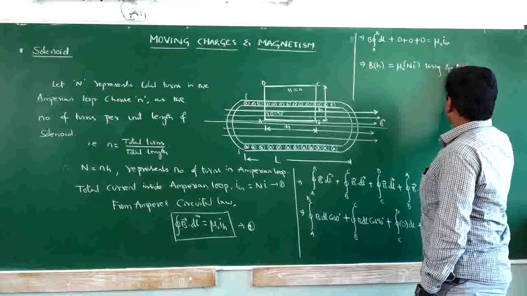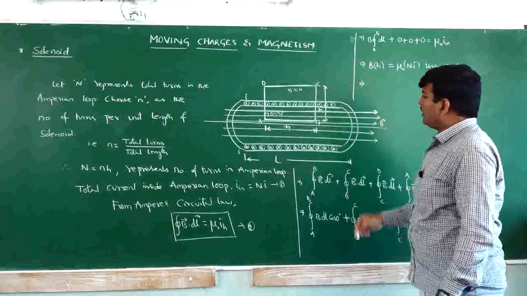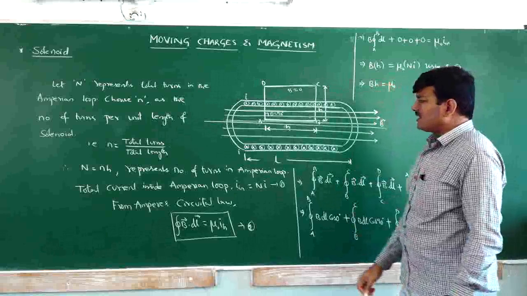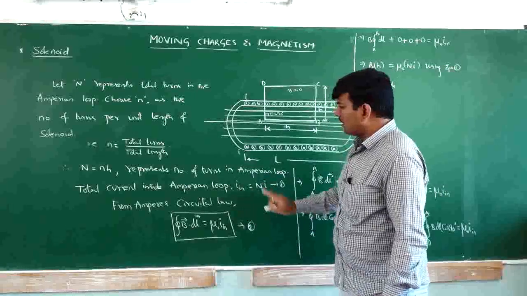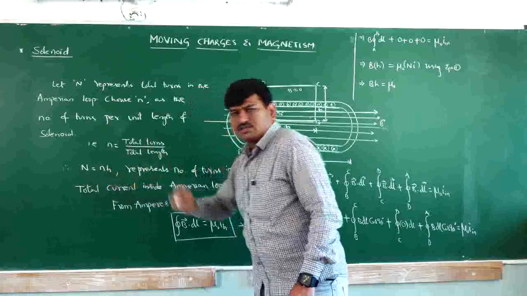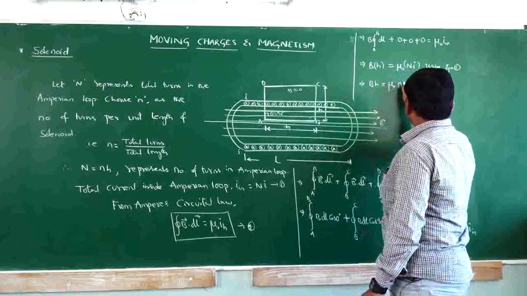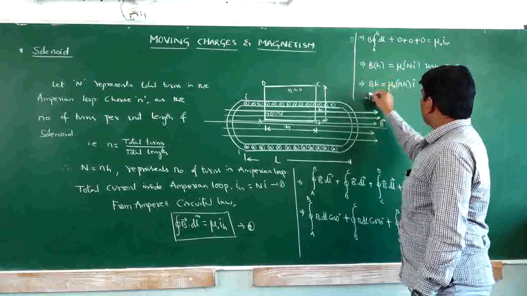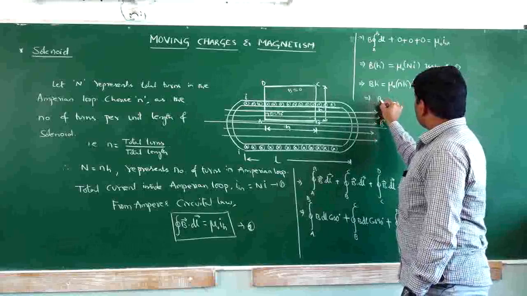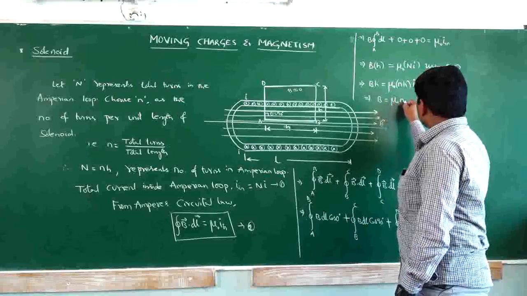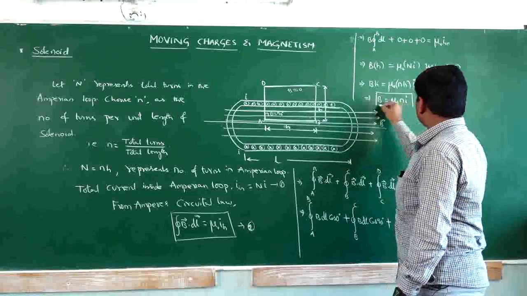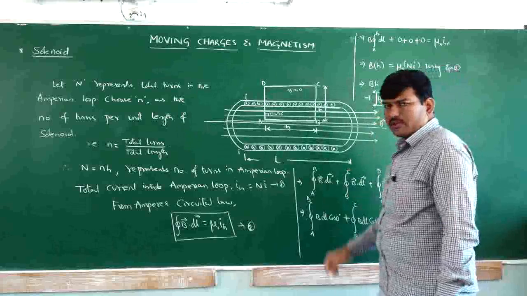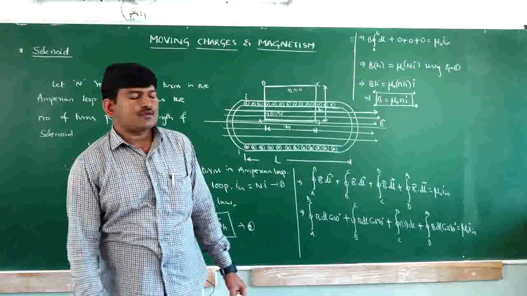Using equation 1, from this, B into h is equal to mu naught into what is this N here? N into I we are having, and N is nothing but small n into h. Therefore, I can write it as small n into h into I. From this, h and h are going to be cancelled, and what remains? B is equal to mu naught into small n into I. This is the formula for the magnetic field well inside the solenoid. So, what is the formula for the magnetic field well inside the solenoid? B is equal to mu naught n I.